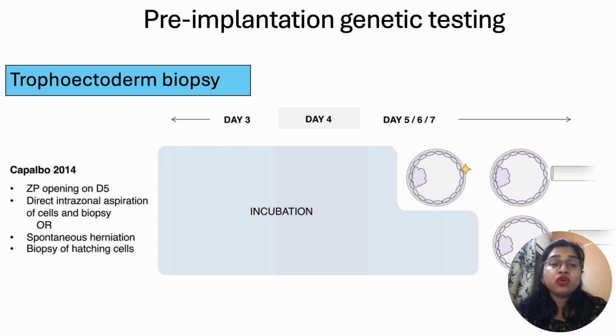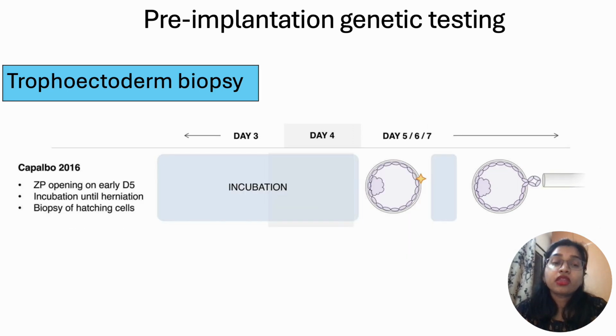Next is we can go for zona pellucida opening on day 5, and in that either we can go for direct intrazonal aspiration of cells and taking the biopsy, or we can wait for the spontaneous herniation to occur and then we can take the biopsy of the hatching cells. Third is we can do the zona pellucida opening on early day 5. We have to incubate it until herniation occurs and then we can take the biopsy of the hatching cells.